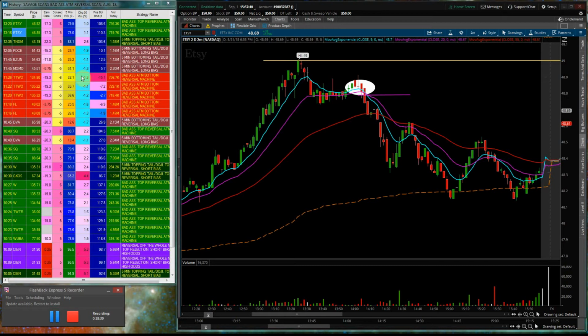14 alerts, 14 scanner hits. 7 of them produced triggers, which is 50%. 50% of what's on here produced triggers, of which 100% of the triggers worked out, providing anything from 50 cents a share to 2 points per share. So I would say that makes this scan pretty solid. And the strategy that goes with it, focusing on these setups, makes it worth its weight in gold.